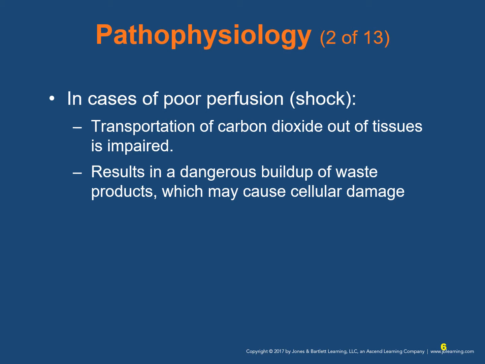Carbon dioxide waste products released from the cells can combine with water in the bloodstream to form bicarbonate. Bicarbonate concentrations become higher as more carbon dioxide is produced and the blood moves back toward the lungs. Once it reaches the lungs, the bicarbonate breaks back down into carbon dioxide and water, and the carbon dioxide is exhaled. In the cases of poor perfusion or shock, the transportation of carbon dioxide out of the tissues will become impaired, resulting in a dangerous buildup of waste products, which may cause cellular death.